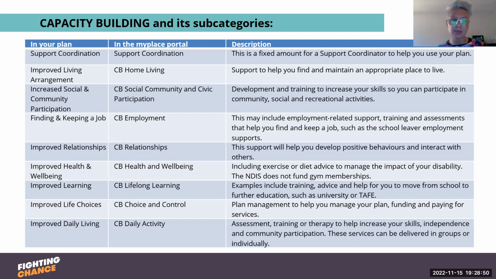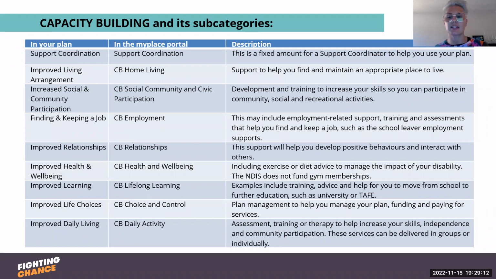CB relationships, or improved relationships, is where your behaviour support funding is, if you have that in your plan. It'll be in separate little boxes, still under the capacity building support. So you'll know that you have behaviour support funding.